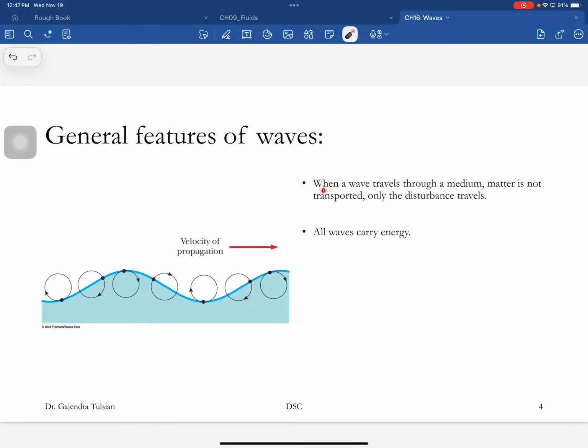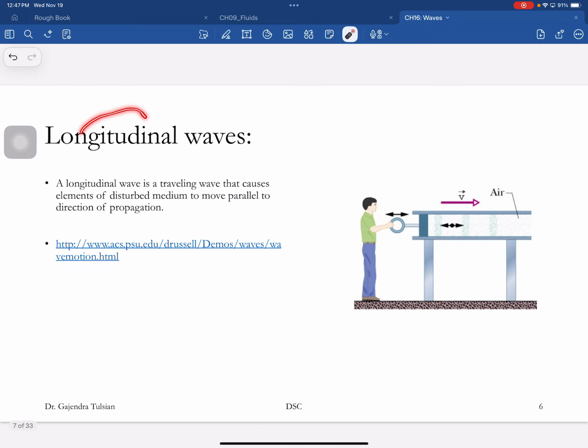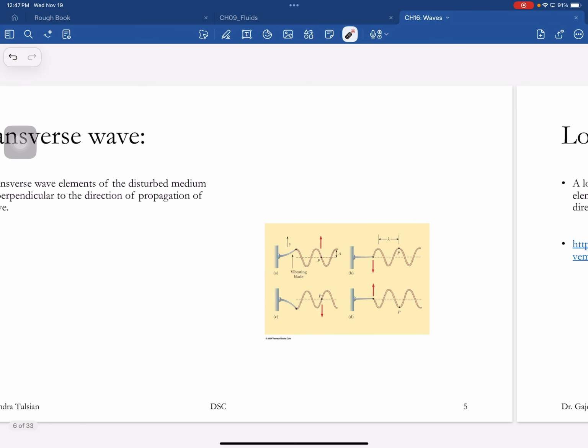Okay, so general features of a wave. When a wave travels through a medium, matter is not transported, only the disturbance travels. All waves carry energy. What are transverse waves? We just learned that if a wave is traveling in this direction and the particles oscillate like that, those are transverse waves. A longitudinal wave is when a wave travels in this direction and particles oscillate parallel to the direction of wave travel. In a transverse wave, particles oscillate perpendicular to the direction of wave travel.